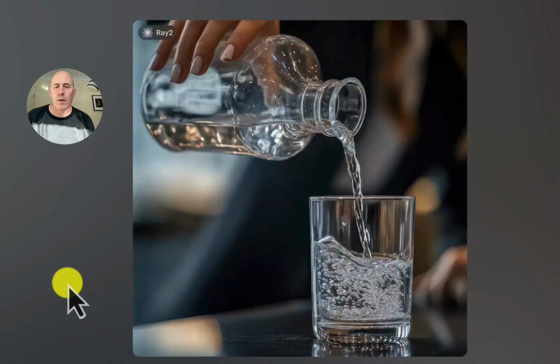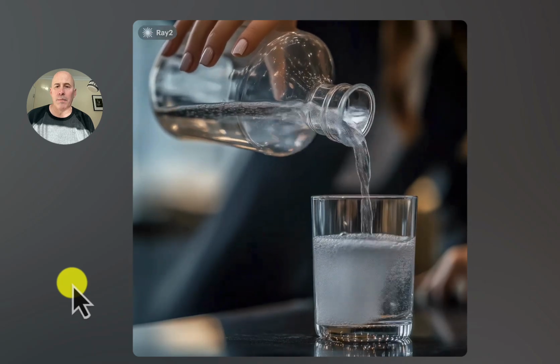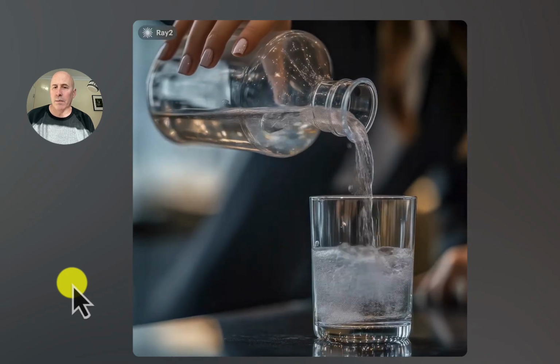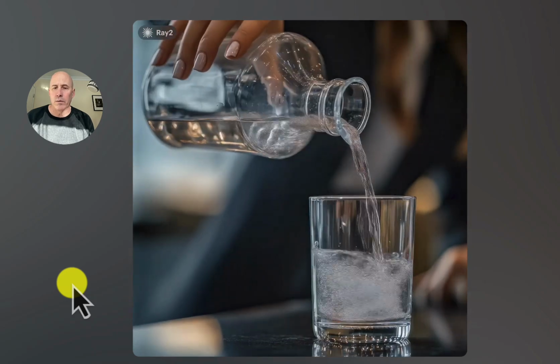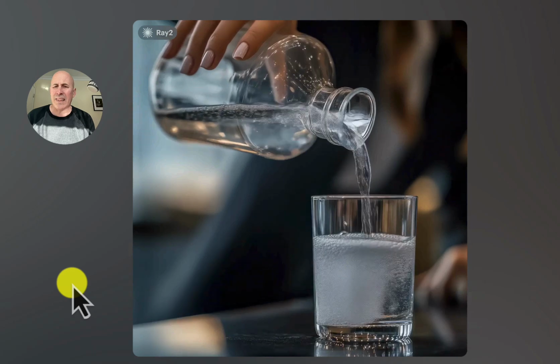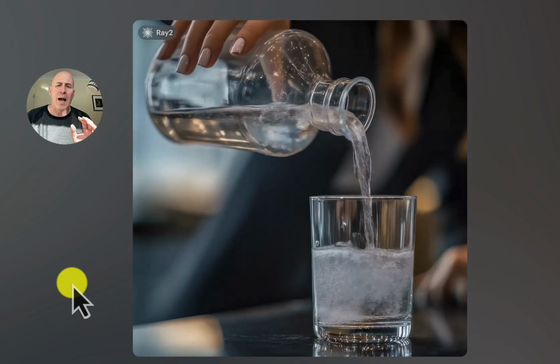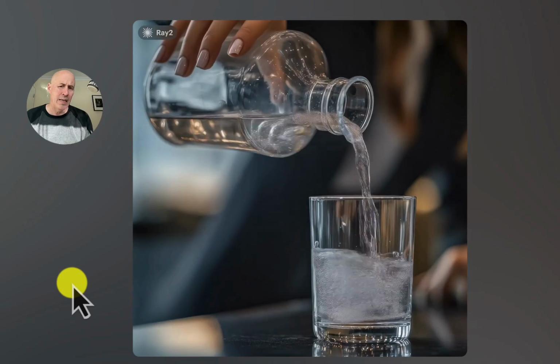Well, here we go. Not too bad at all. I think it does a pretty good job. The physics seem better than some, and the water or liquid substance goes up. Again, I think it's all right. It may not be quite as good as Kling.